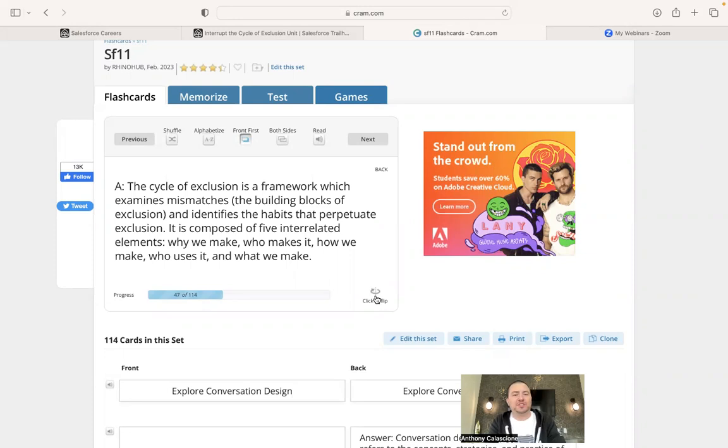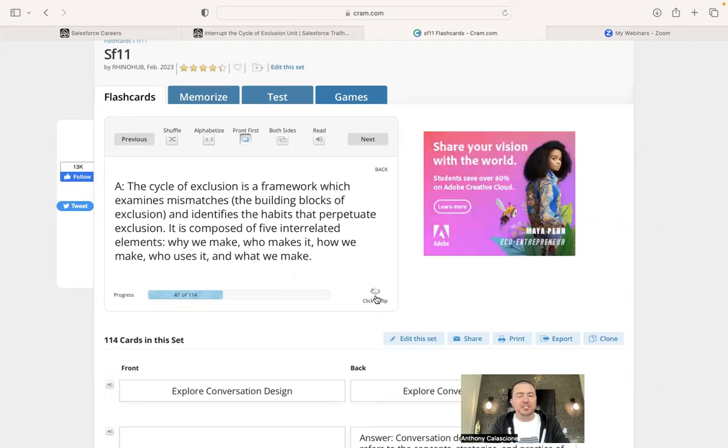The cycle of exclusion is a framework which examines mismatches, the building blocks of exclusion, and identifies the habits that perpetuate exclusion. It is composed of 5 interrelated elements: why we make, who makes it, how we make, who uses it, and what we make. Maybe I could read one day.